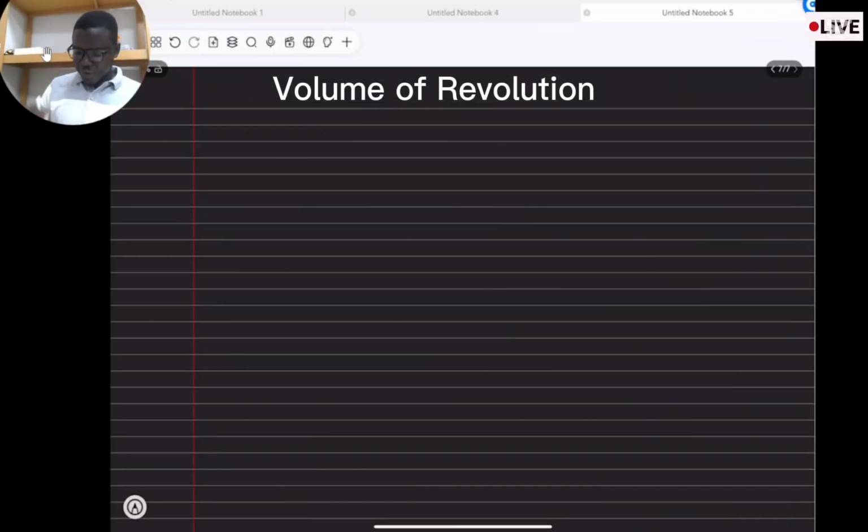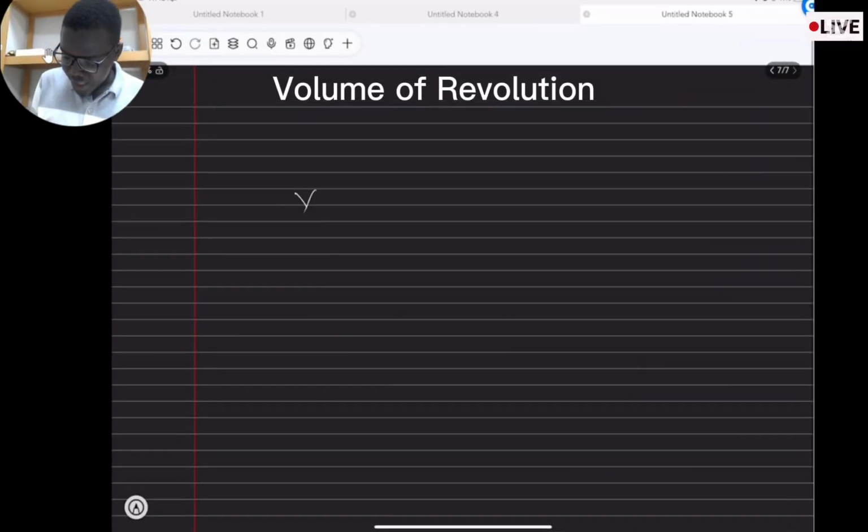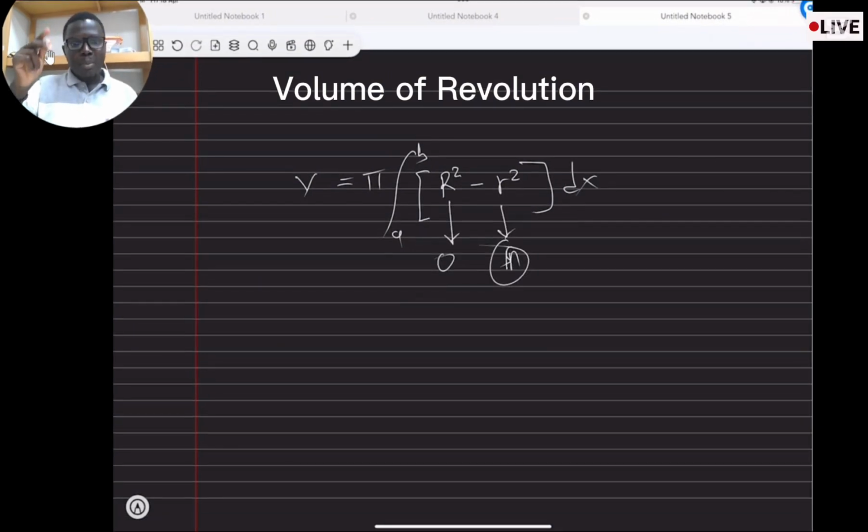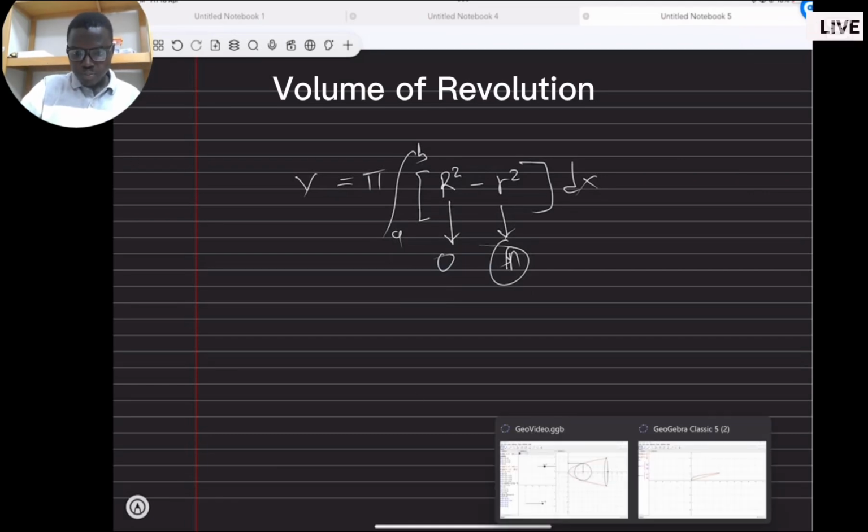So quickly, it has a formula V, which is actually the same, and then equal to pi, and then we have the integral from a to b of, in brackets, R squared minus small r squared, dx. And you have to take note that mostly this happens when you are plotting two functions. For example, let's quickly look at something in GeoGebra.